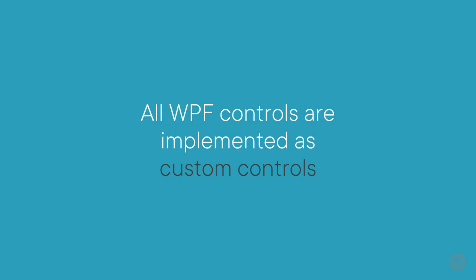All WPF controls, like for example button, text box or list view, are implemented as custom controls. This allows you as a developer to change their look. If you plan to build a control library for different applications, you might also create custom controls. Then the users of your library can adjust the look of these controls with control templates.